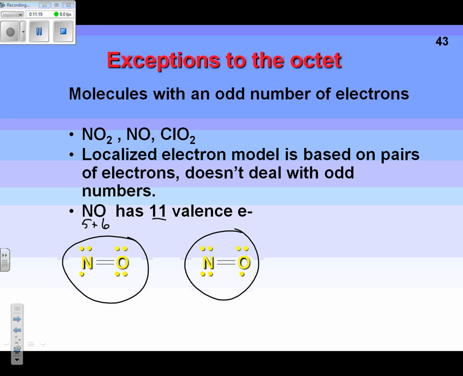Generally, this is going to occur with things like nitrogen and phosphorus because they start out with having 5 valence electrons, and that already gives us an odd number.